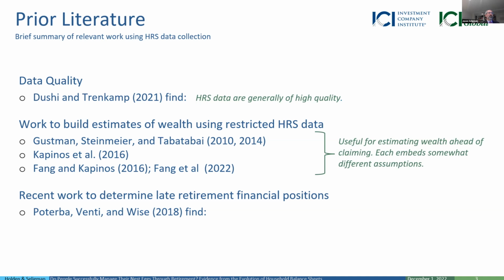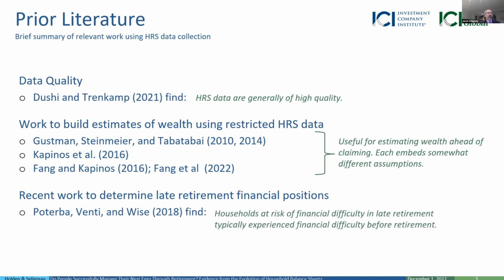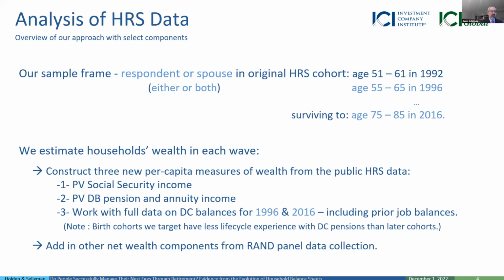Now, as well, recent work has looked at whether or not people close to death are in hardship as they enter very late retirement. Perturba, Venti, and Weiss find that households that were at risk of financial difficulty in very late retirement were typically in difficulty ahead of that as well, which is not the best result, but it speaks to the idea that this isn't necessarily a mismanagement problem in retirement.